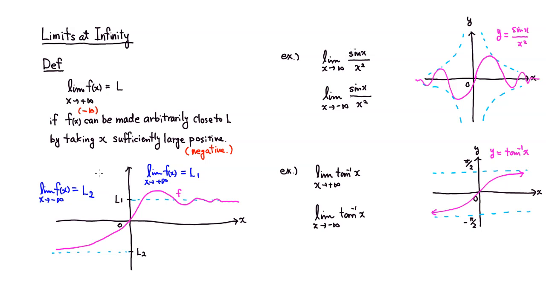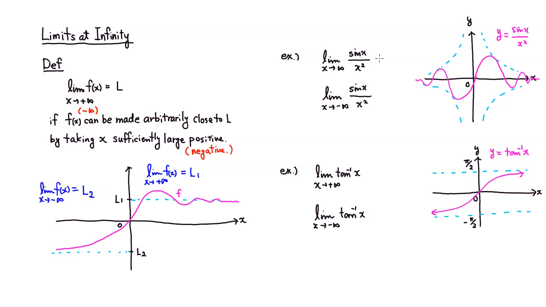So let's look at the following example, and see if we can find the limits at infinity. If you look at the function sine of x over x squared, it's going to look like this. The sine function goes up and down, up and down. Because it's divided by x squared, the amplitude is getting smaller and smaller. Same thing on the left-hand side too.